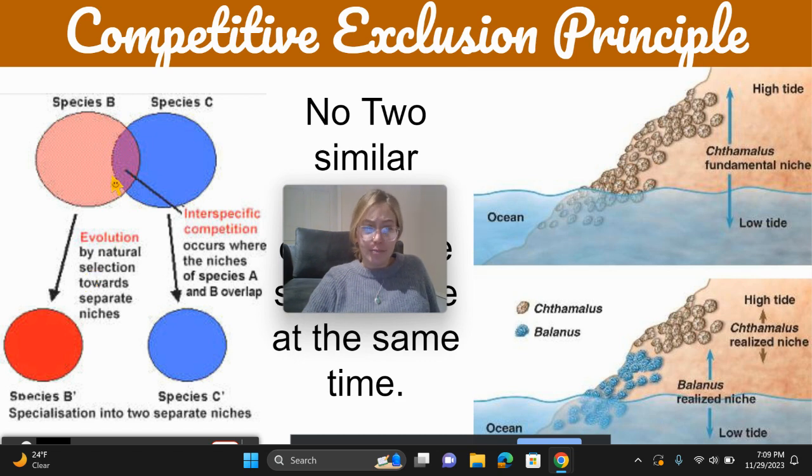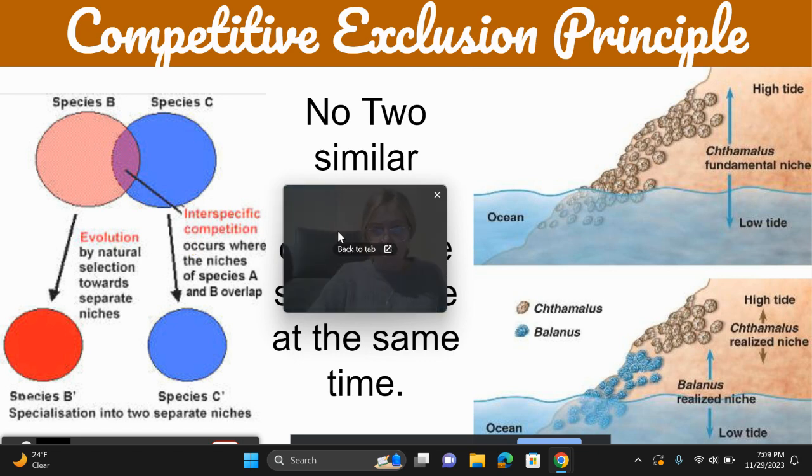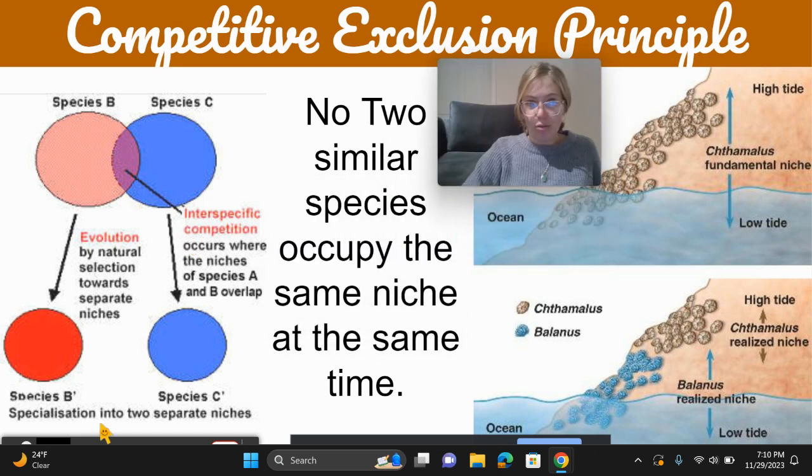When you have that competition, it's really not great for either species. So they tend to figure out how to avoid that competition. So competitive exclusion principle, be aware of it.